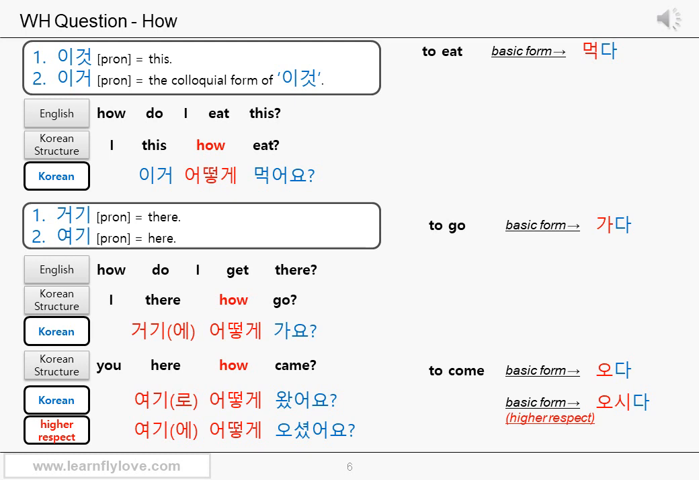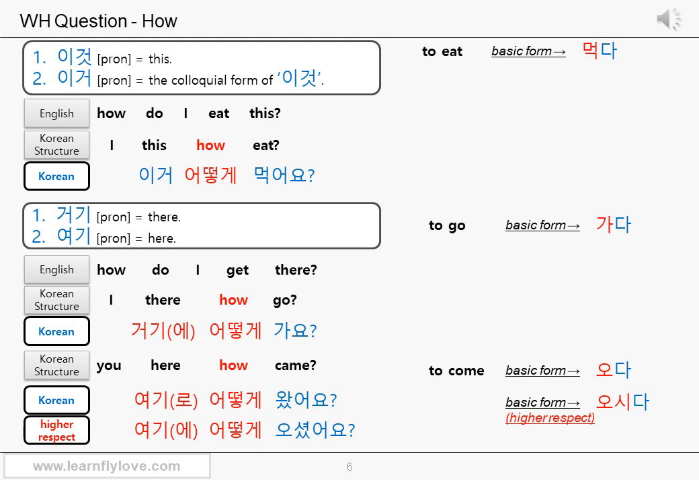거기 어떻게 가요? 거기에 어떻게 가요? 거기로 어떻게 가요? Again, it would sound super awkward if you use a higher respect form when the subject is I. Then let's say, how did you come here? The subject "you" comes first, and then "here," and then "how," and then the verb comes at the end. You, here, how, came. Here, 여기.